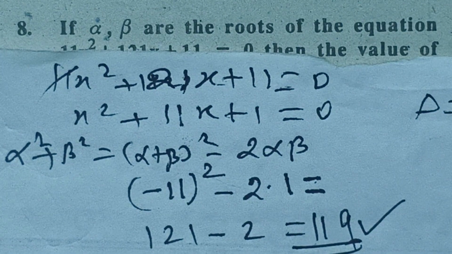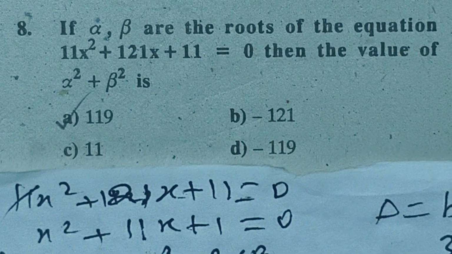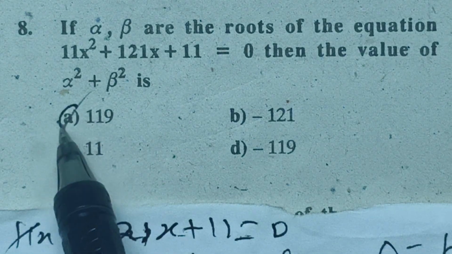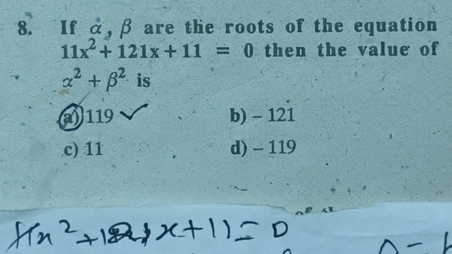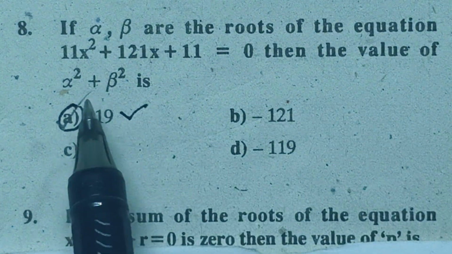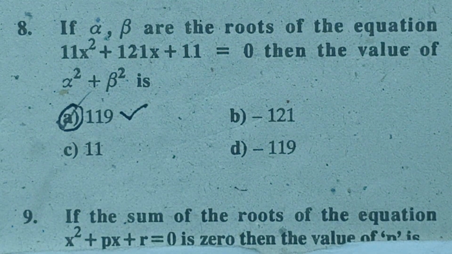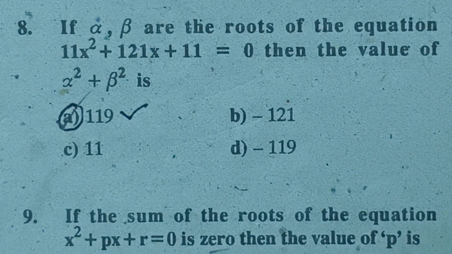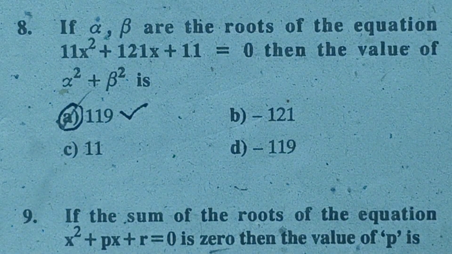See, where is the 119? Option A, only 119. This is the correct answer. That is, the value of alpha squared plus beta squared is 119. This is the exact answer of this question. Then question number 9.